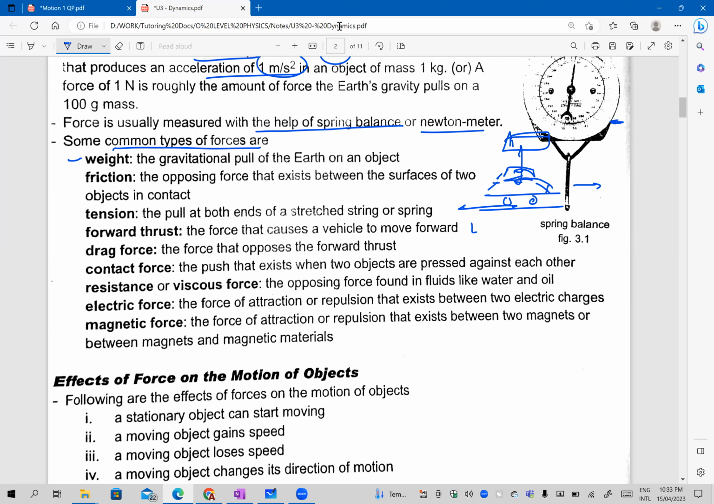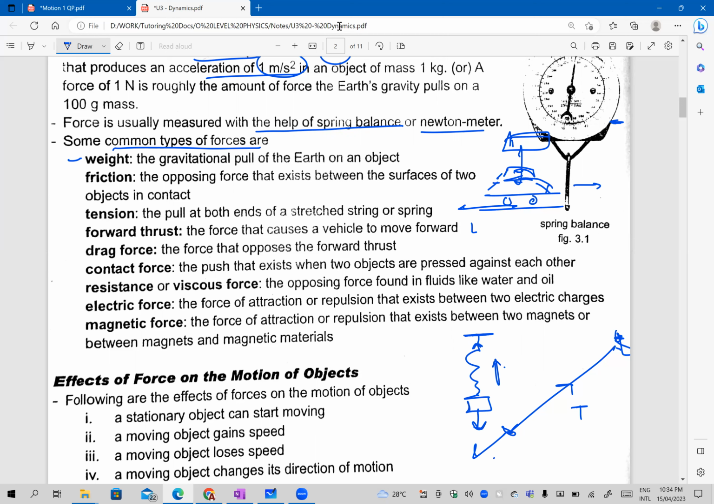Then there's tension. Tension is in a string or a spring. For example, you stretch, this is a point from where the spring is stretched, and you're stretching it to this side. Tension would act opposite to the force that's applied on the string, right? Similarly, if there's a spring here, and there's a weight attached that pulls the spring downwards, there's going to be a tension force acting upwards on the spring, all right, upwards.